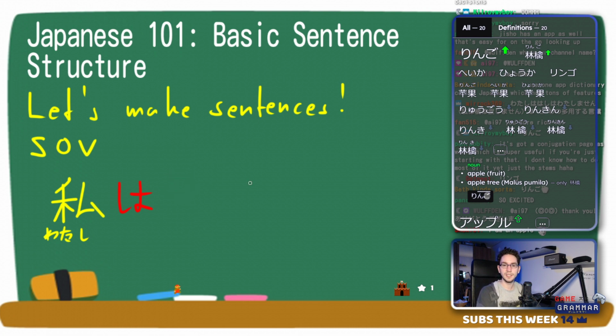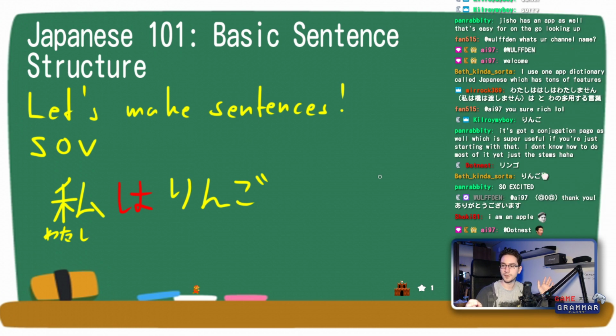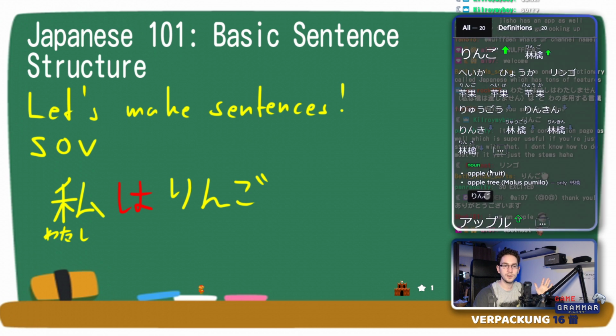Someone already posted ringo in katakana. You might see it in katakana as well. We're gonna write it in hiragana for today. Ringo, like this. So a good way to sanity check yourself in this specific way is you go to the dictionary, you look, okay, ringo means apple, and it is a noun.